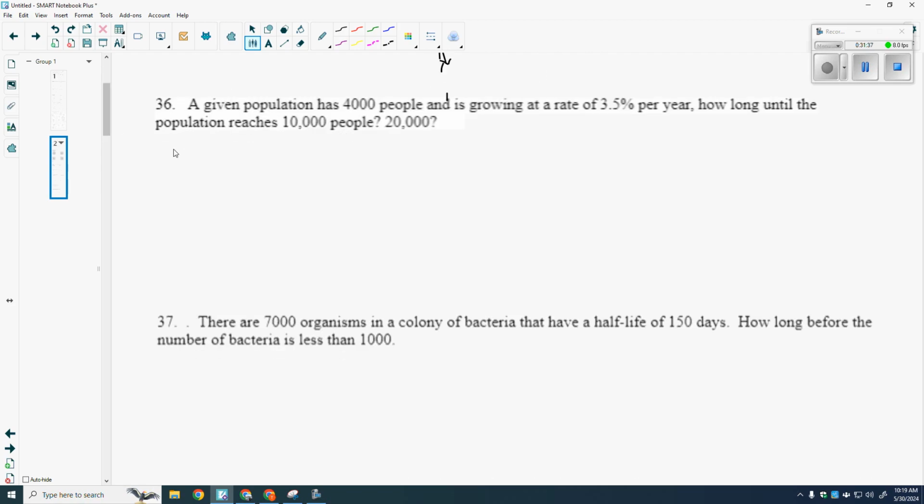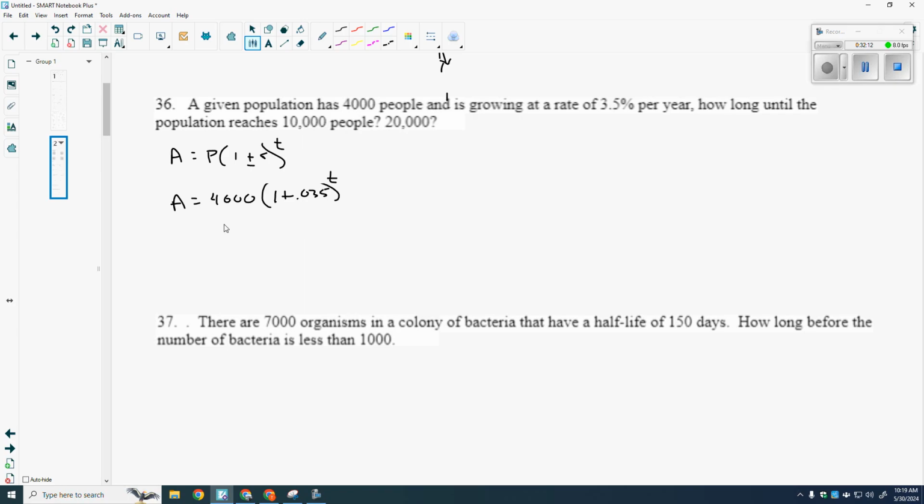Formulas. You probably want this formula in your notes. Amount equals principal times 1 plus or minus r, raised to the t power. What is p? The initial population. What is r? My growth or decay rate as a decimal, and t is time. So the amount after some point in time is equal to 4,000 people. It is growing, so it's 1 plus 0.035 raised to the t power.